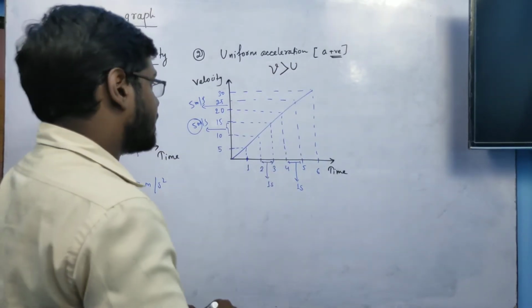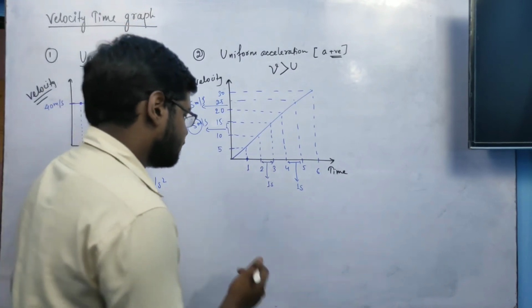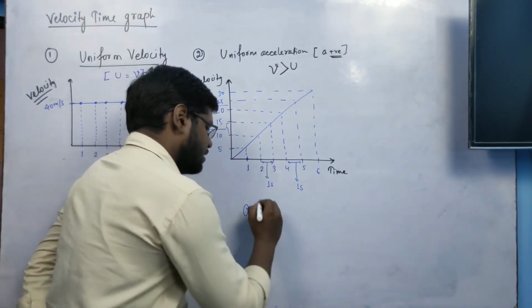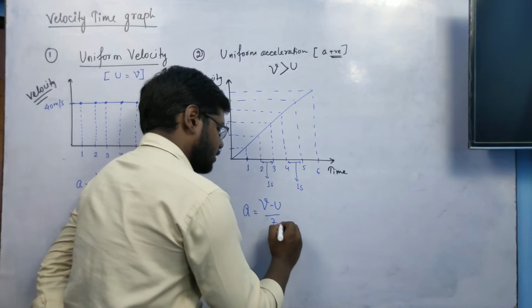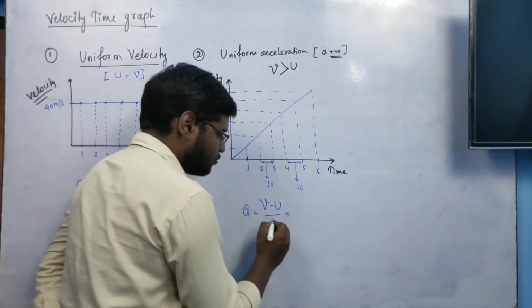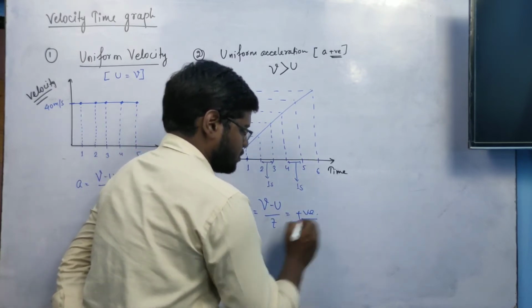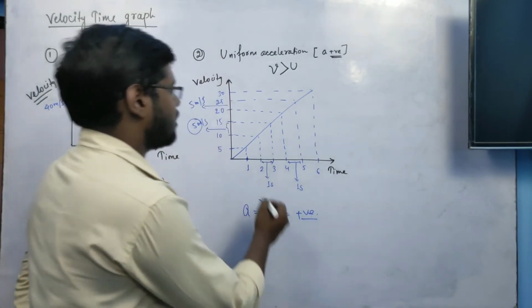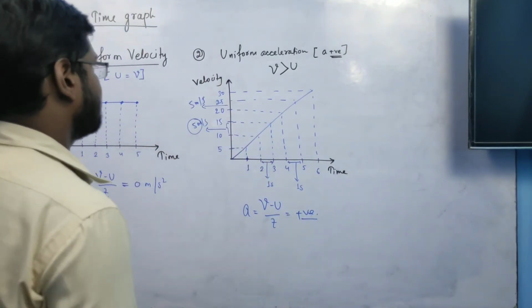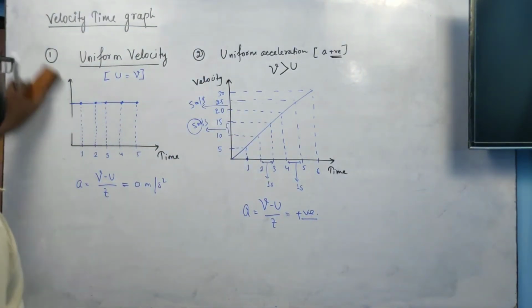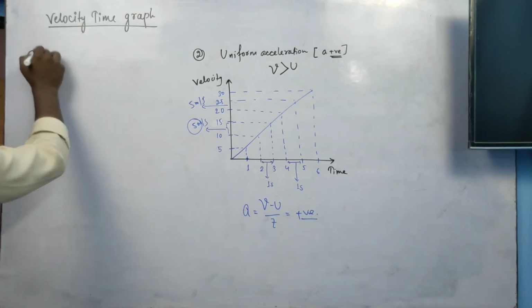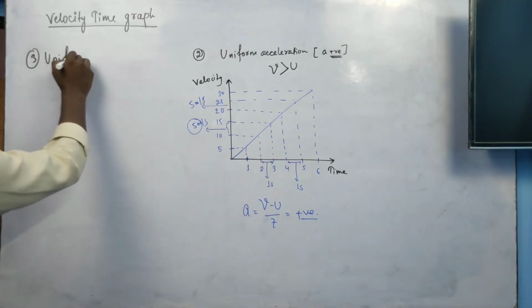You can analyze this by the formula also. If a equals (v minus u) upon t, and v is greater than u, then definitely this term is going to be positive. So this is the graph for uniform acceleration. Coming to the next point, the third point, uniform retardation.